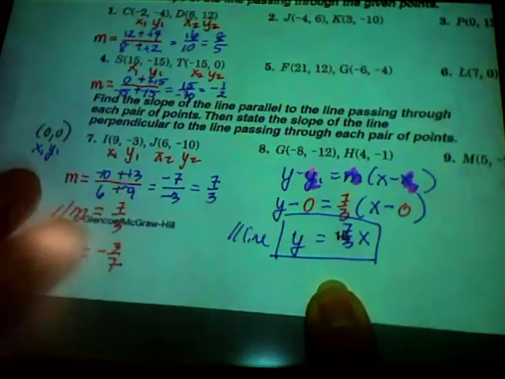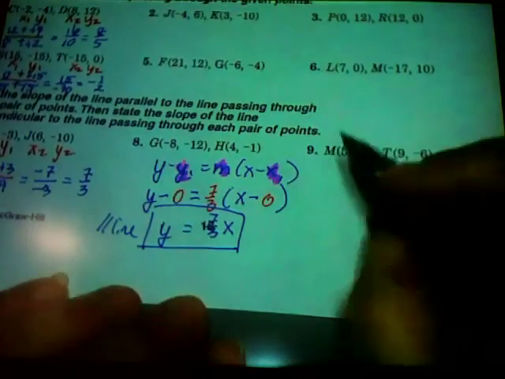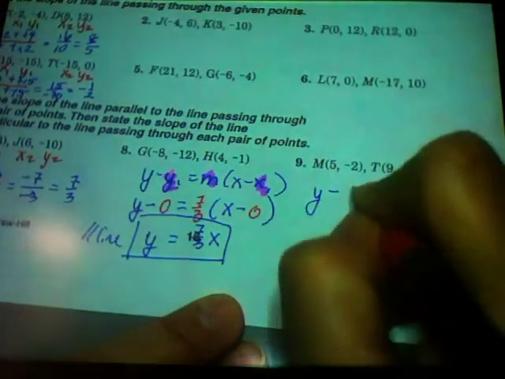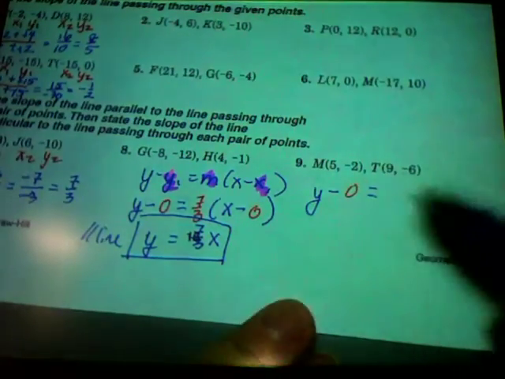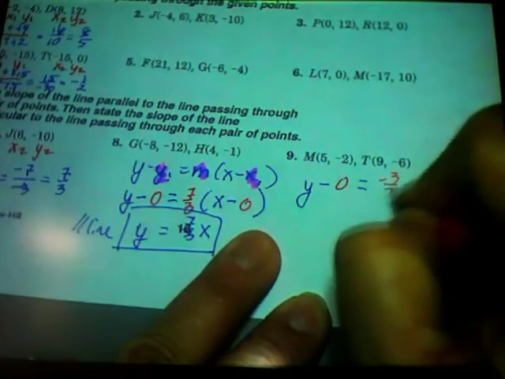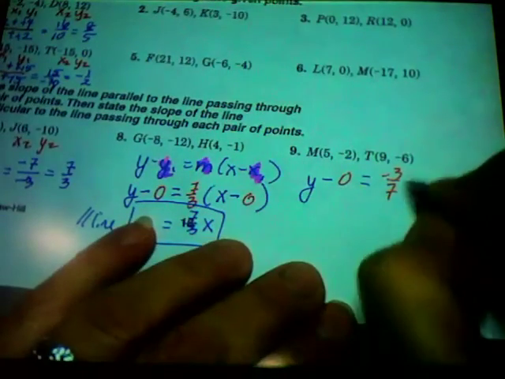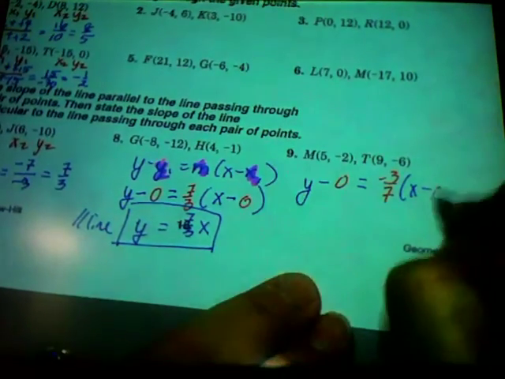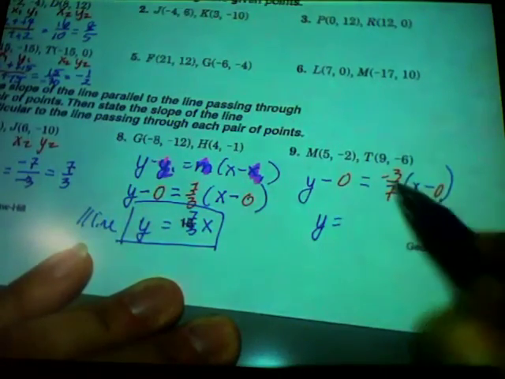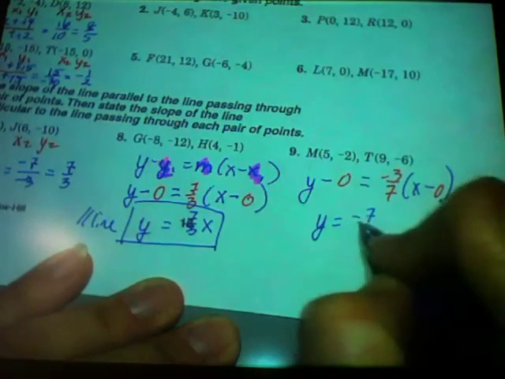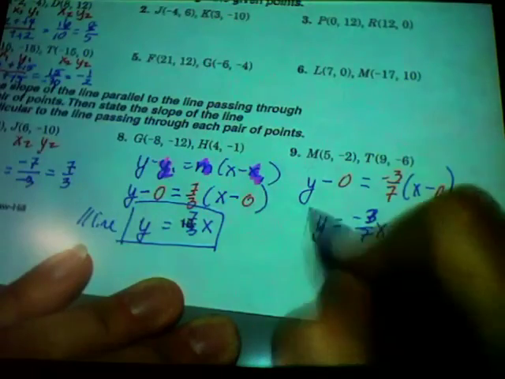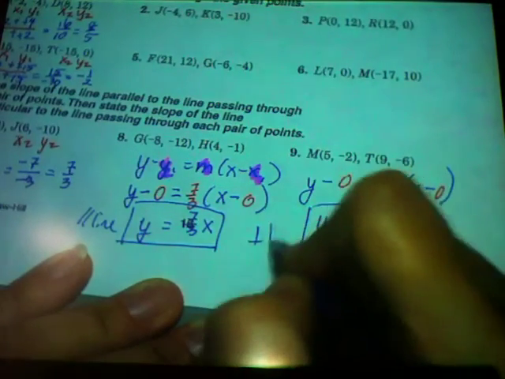So find your perpendicular line. Same thing. y minus, same point, 0, 0. But this time I'm going to use my perpendicular slope. Isn't my perpendicular slope -3/7 times x minus 0? y minus 0. -3/7 times x. Whoops. And -3/7 times 0 is 0. There's my equation of my perpendicular line.